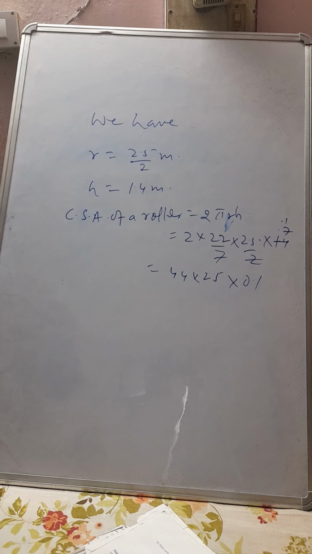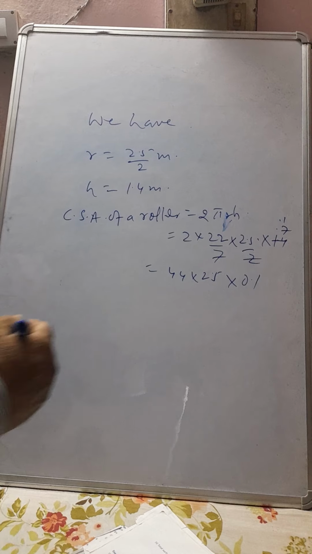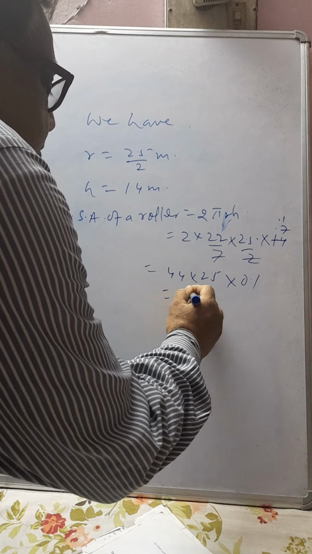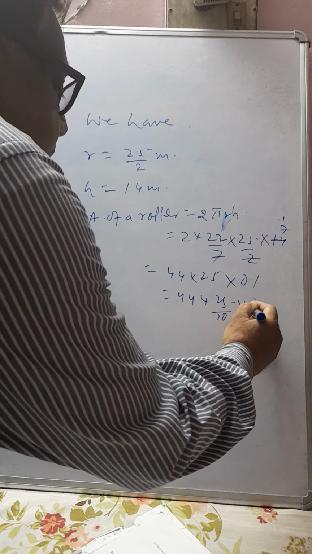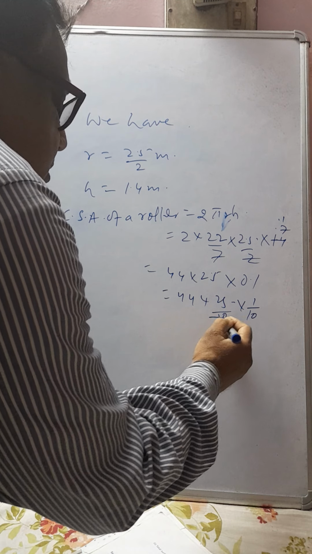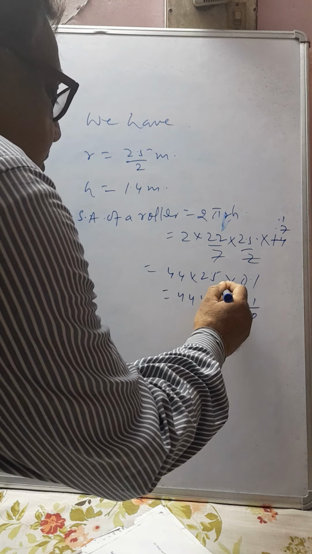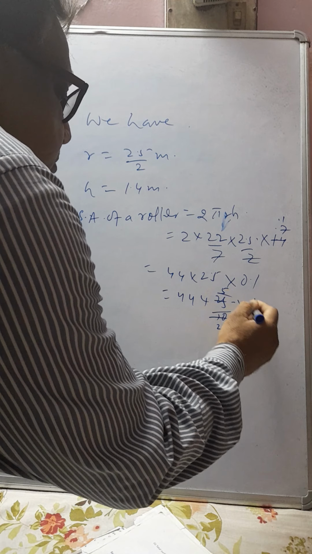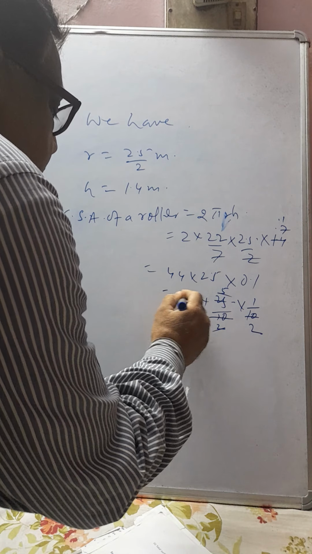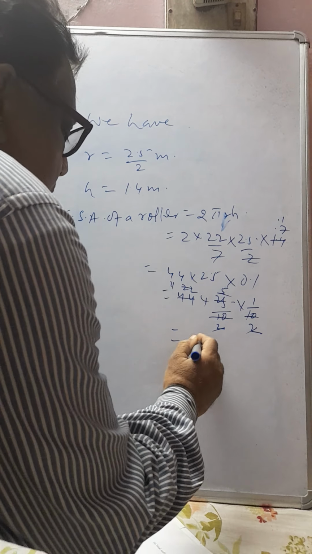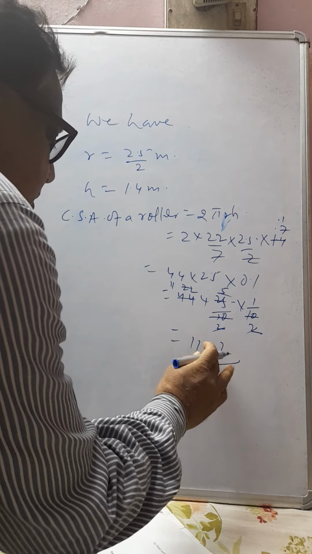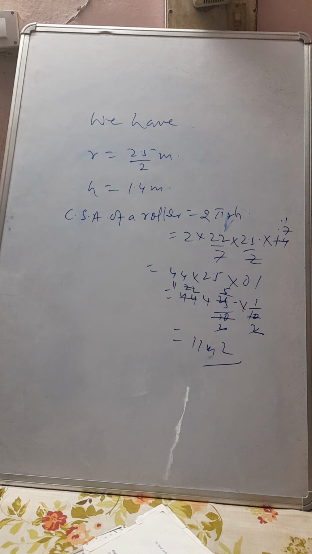This must be equal to 11 meter square. कैसे? 44 into 25 by 10 into 1 by 10. कीजिए 5 to 10, 5 to 25, 5 to 10. This one is 22 and that one is 11. 11 meter square is your required curved surface area.